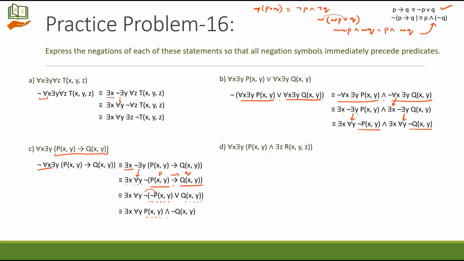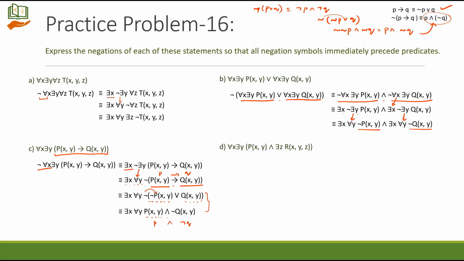In order to make you understand how this particular transition is happening, I have given it with P implies Q and negation of P implies Q. So we are bringing it to this form finally. That's what you can see here, P and negation of Q.